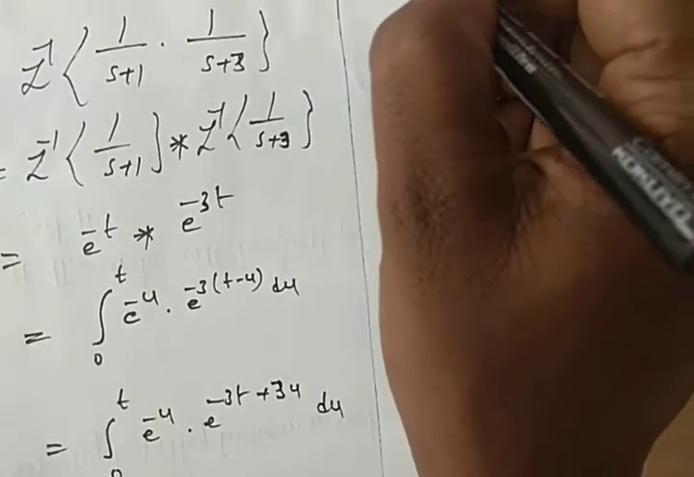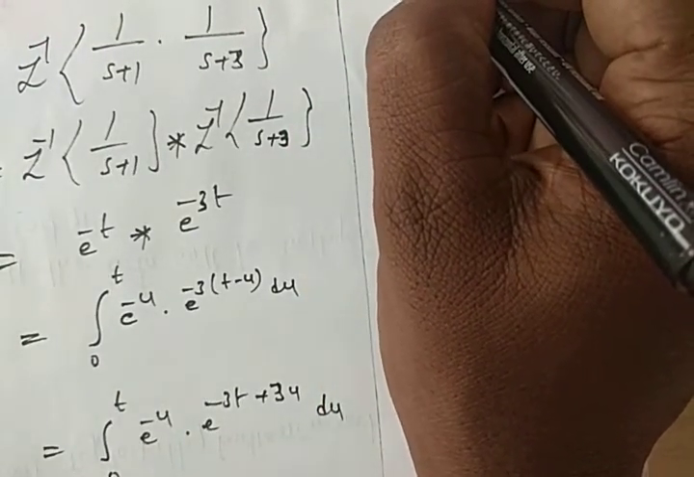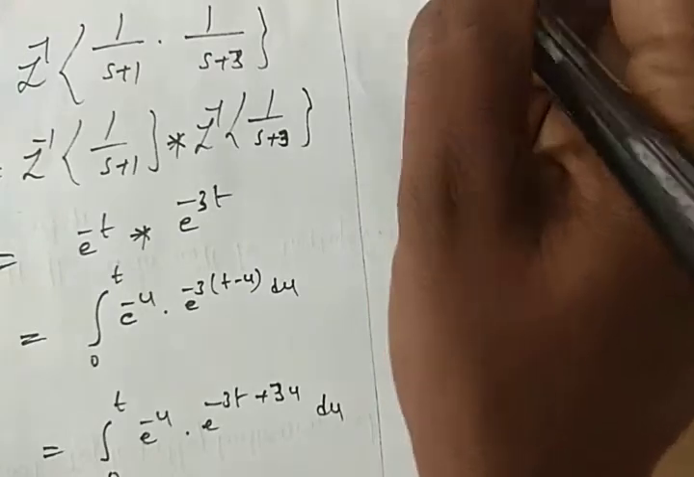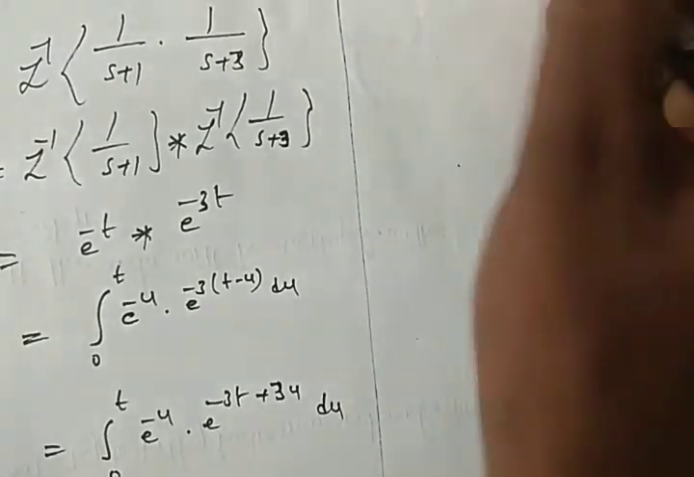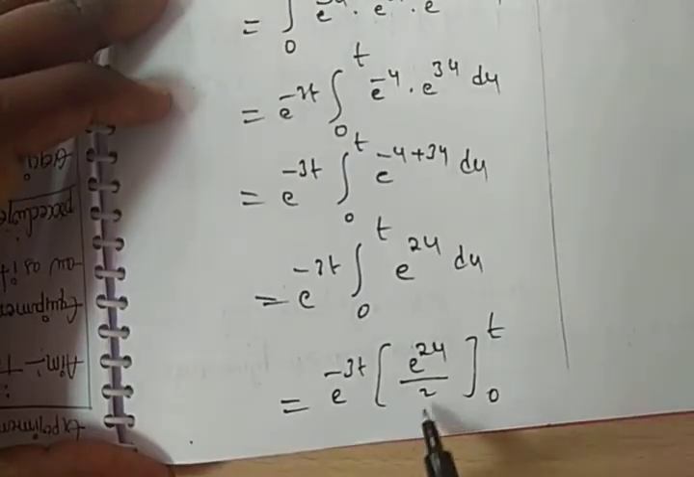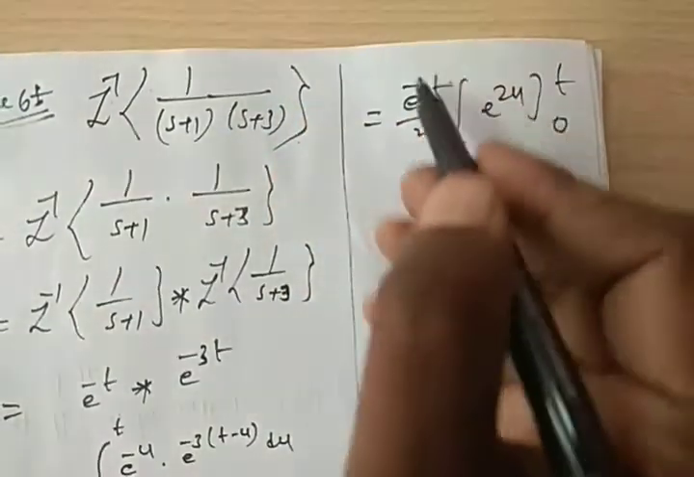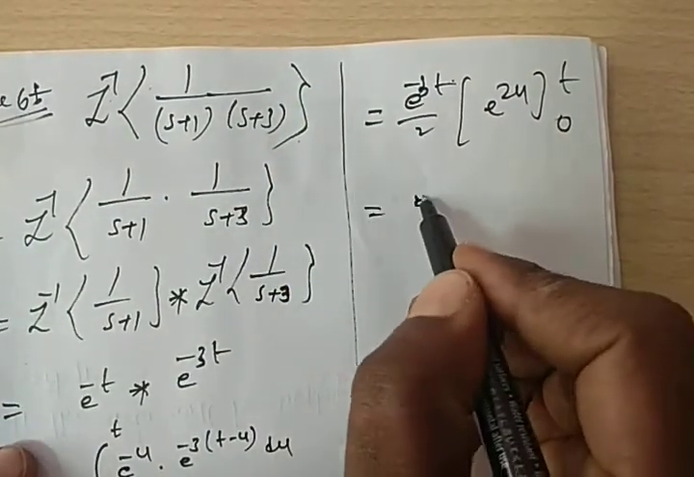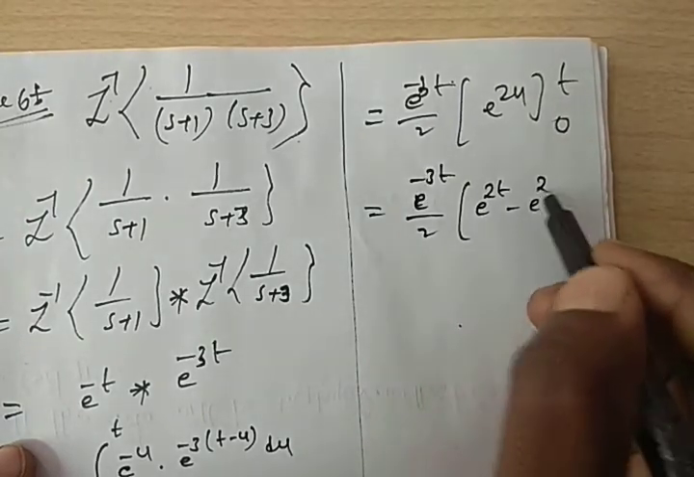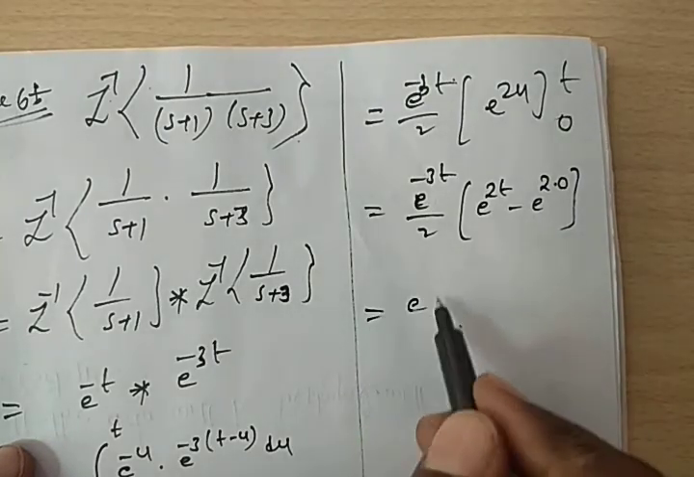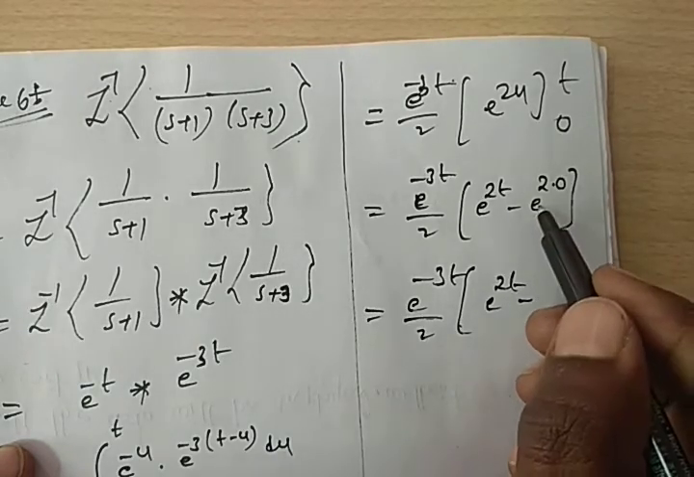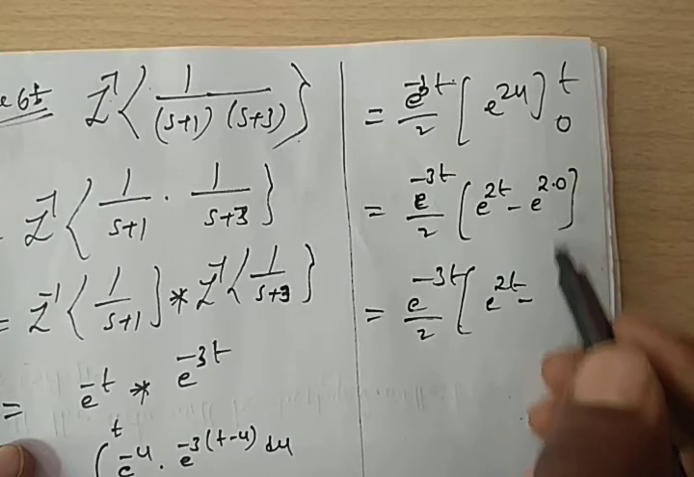Which is equal to, I am taking the denominator outside. So we get like this: e power minus 3t by 2 into e power 2u, upper limit t, lower limit 0. Now substitute the upper limit: e power 2t minus e power 2 into 0. So e power minus 3t by 2 into (e power 2t minus e power 2 into 0). 2 into 0 is 0, e power 0 is 1.